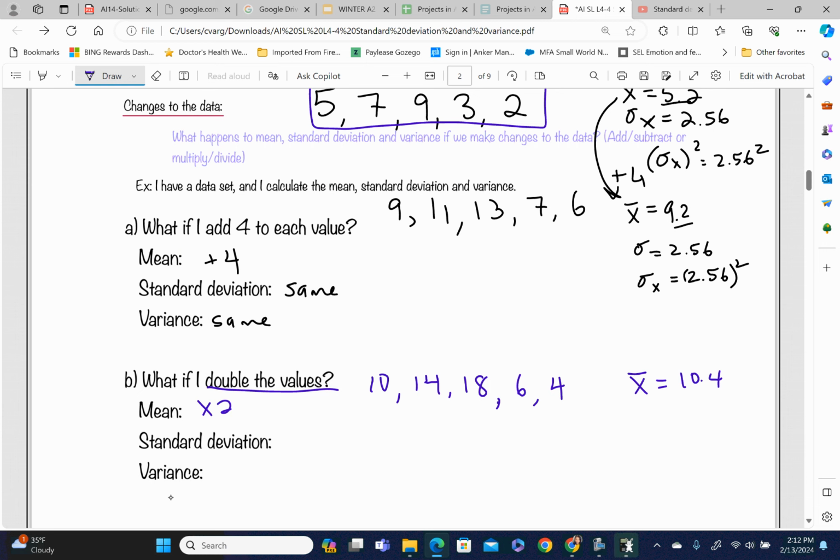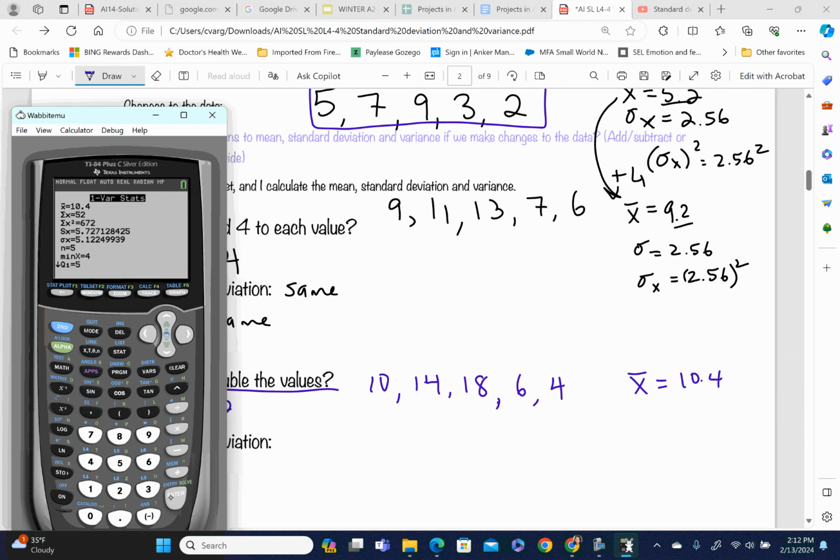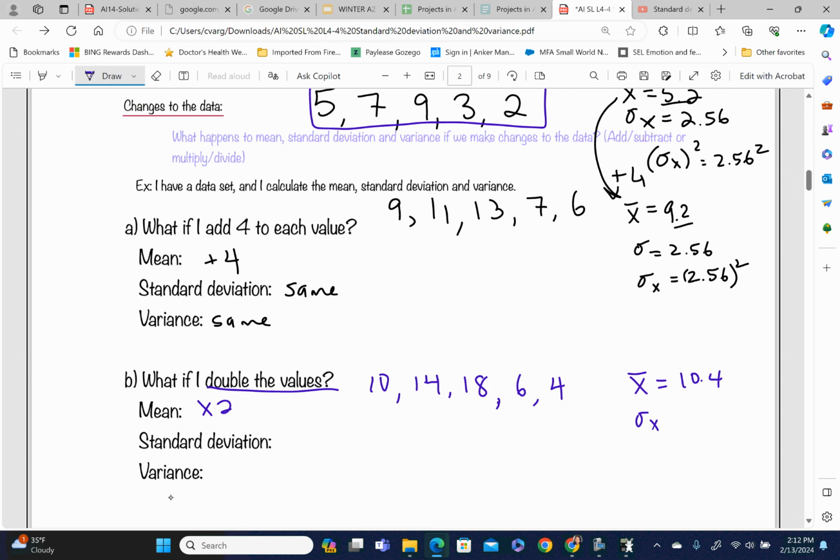Okay, now let's look at my standard deviation. Did it change? Yes, it did. It's 5.122 now. So my standard deviation is 5.122, which means that it's this number, squared. So this, I'm sorry, not squared, it's doubled. So this also got doubled.